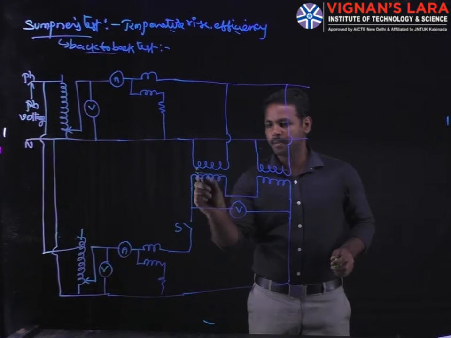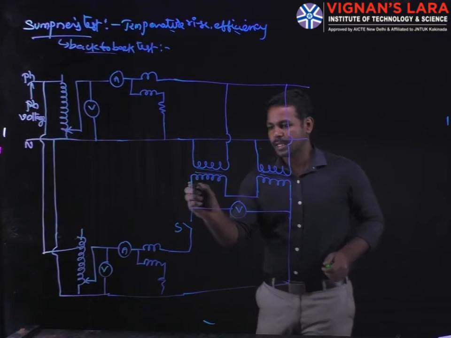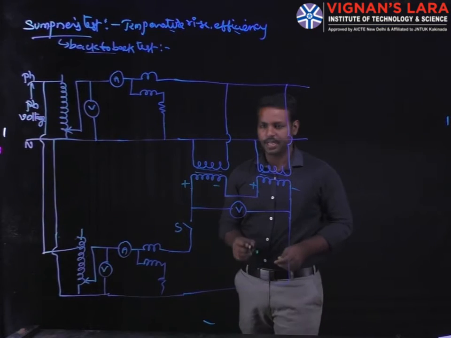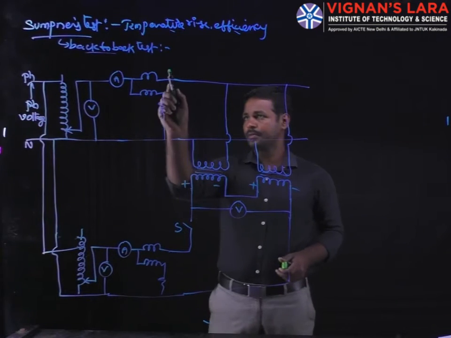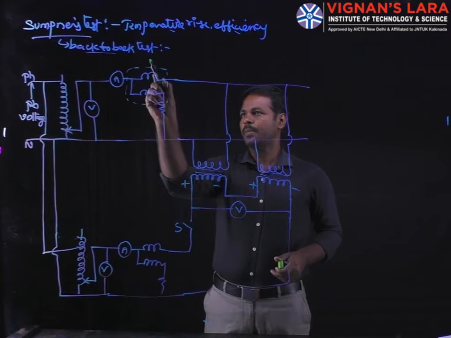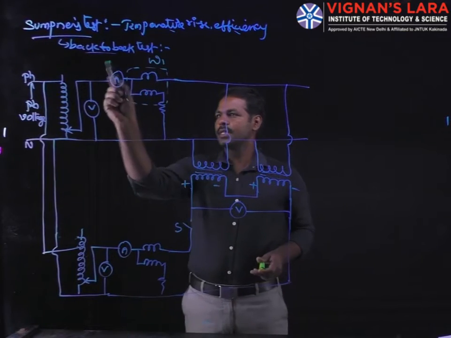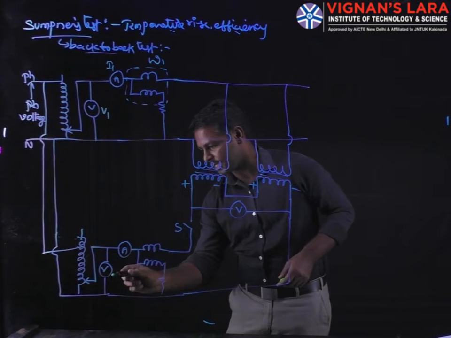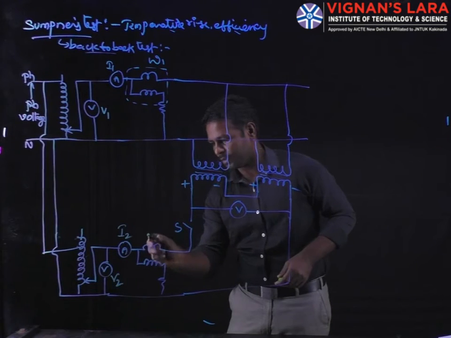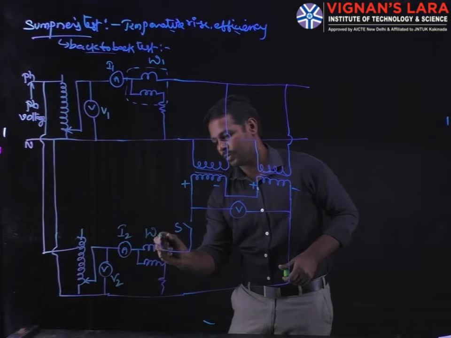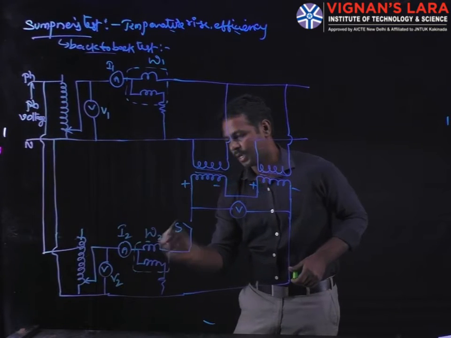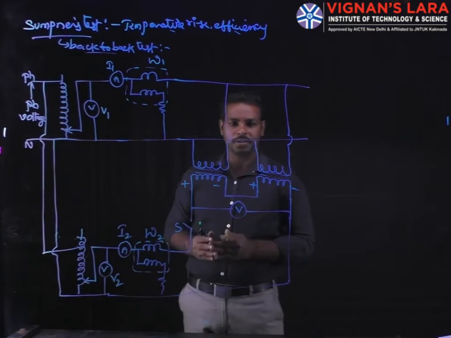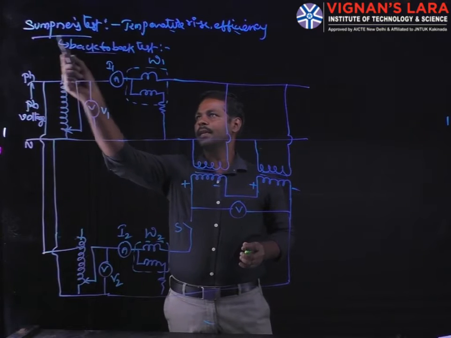Here one is the positive terminal and the other is the negative terminal. This is the wattmeter W1, which has V1 and I1, and this one has V2, I2, W2. These are the back-to-back connections of a transformer, which is also called the Sumpner test.